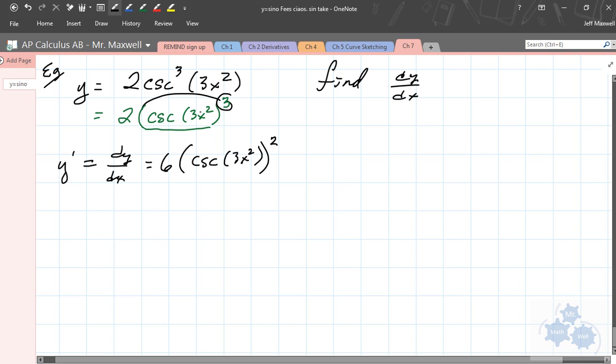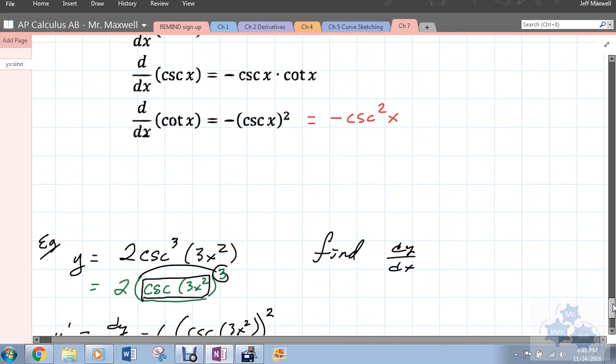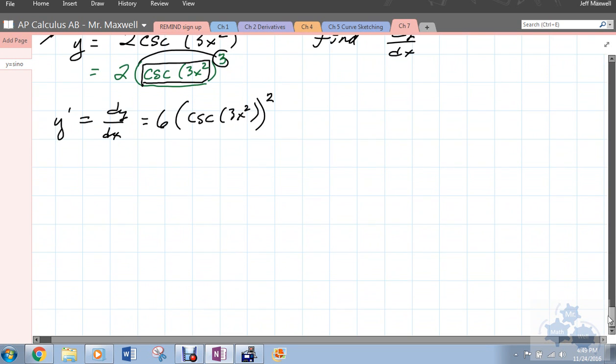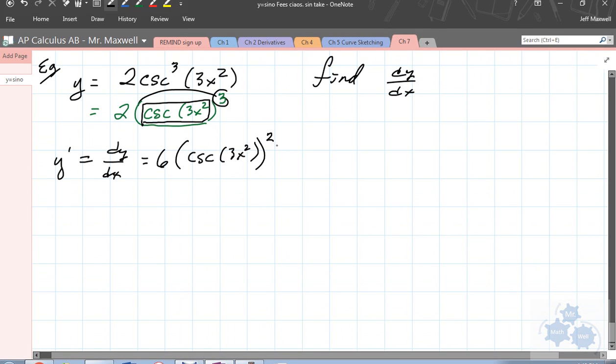Now we need to take the derivative of the next layer inside here. The derivative of cosecant. So what is the derivative of cosecant? Oh, there, I see it right there. Negative cosecant cotan. That's the one we just derived. So that is negative cosecant of the same thing, 3x squared. Negative cosecant cotan times cotan of 3x squared. Don't change a thing. Leave it all in there. This is the next round of differentiation right here. You guys see that?